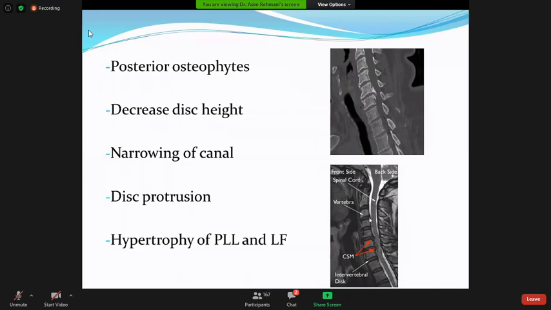If this ligament is thickened or calcified, this may lead to narrowing of the canal or compression of the cord. The same applies with the ligamentum flavum. LF stands for ligamentum flavum. PLL stands for posterior longitudinal ligament.